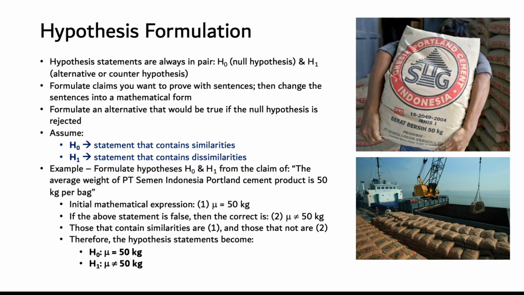The first statement contains similarity, and the second statement contains dissimilarity. Therefore, the hypothesis statement becomes null hypothesis H0: mu equal to 50 kilograms. Alternative hypothesis H1: mu is not equal to 50 kilograms.